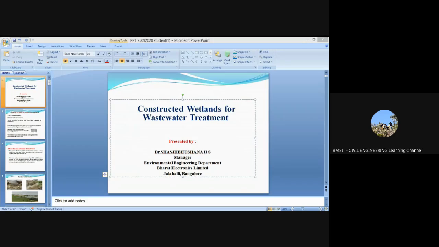Students, do kindly make a visit to the Dodbomsandra Lake, which has been taken up by BEL as a part of the CSR. So these are the ways forward, steps forward for us to conserve our nature.